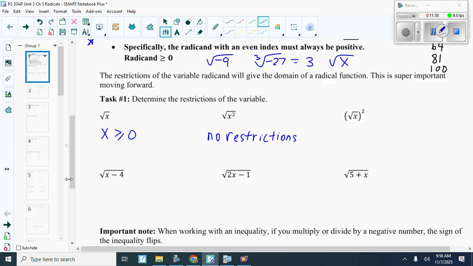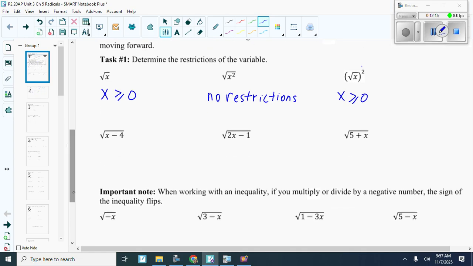Okay, what if we did the squared second? What if we did it on the outside? Are there restrictions on this one? Because you might say, well, if you square the square root, doesn't that cancel it? Okay, guys, order matters here. We still have to follow BEDMAS. BEDMAS says we do brackets, then exponents. So technically, this would be square root of x first, which does have restrictions. Then we would square it.